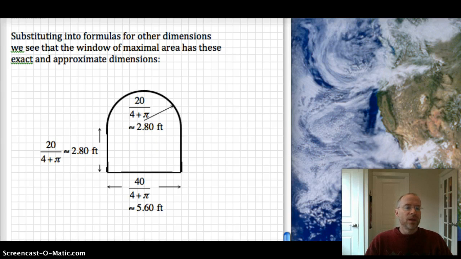In the problem situation, they didn't actually ask for the area. Although you notice we've got everything here, we would need to calculate that if we wanted to.